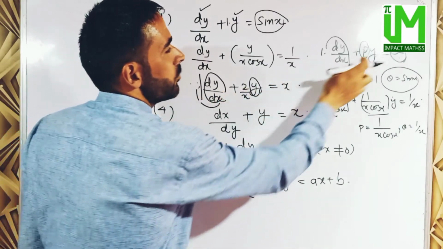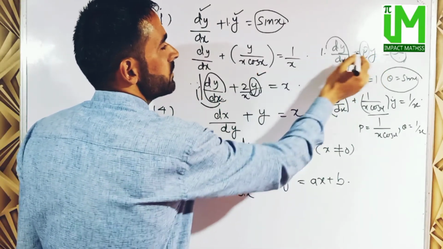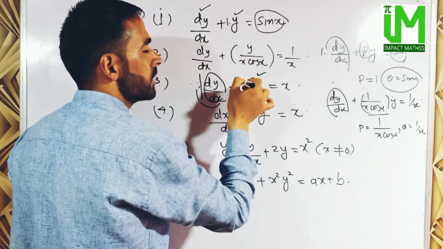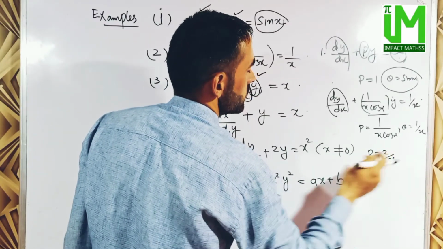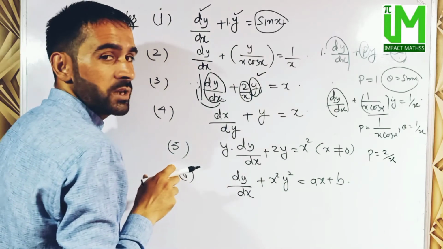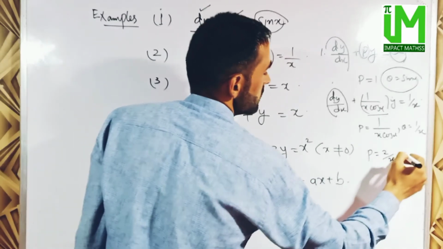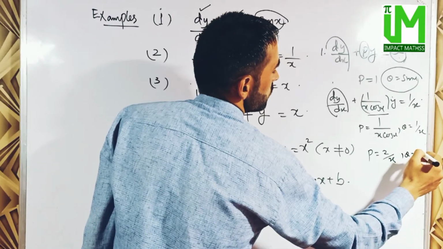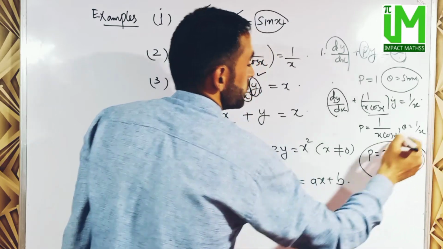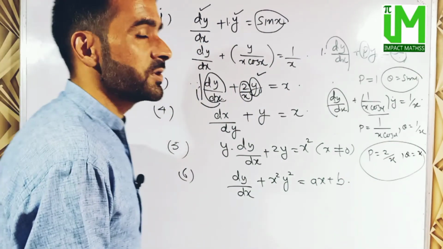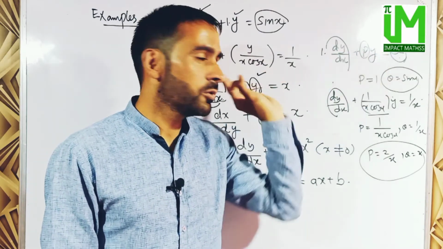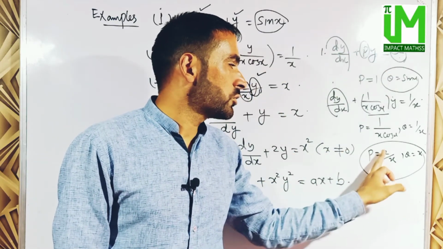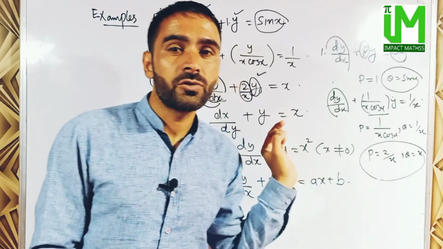Now compare with the general form. In that case we have dy by dx here and then y is here, so this means what will be the value of p here, so that means p is equal to 2 divided by x, and q is equal to x. So this is again a linear differential equation of the type dy by dx plus py is equal to q, wherein the value of p is 2 by x and q is equal to x.